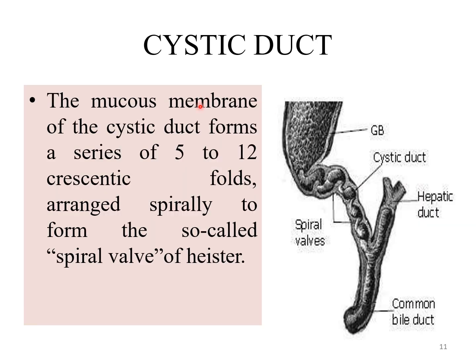The mucous membrane of this duct forms a series of 5 to 12 crescentic folds arranged spirally to form the so-called spiral valve of Heister. This is the image of the cystic duct. Here you can see the spirally arranged mucosal folds. They range between 5 to 10. And these are called the spiral valve of Heister in the cystic duct.